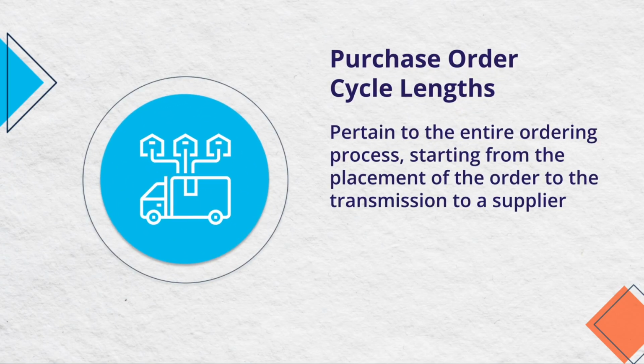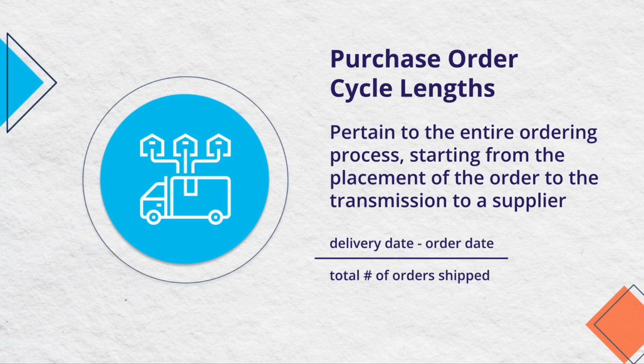The next variable is the purchase order cycle length. The purchase order cycle length pertains to the entire ordering process, starting from the placement of the order to the transmission to a supplier. The calculation should encompass all activities involved in the process of purchasing an order, including the data input, confirmation received by the supplier, as well as the time to receive pricing and delivery confirmation. You may use the following formula to calculate purchase order cycle length: delivery date minus order date divided by the total number of orders shipped.